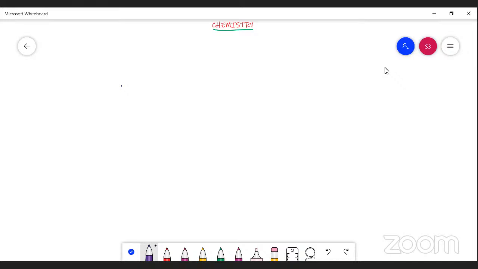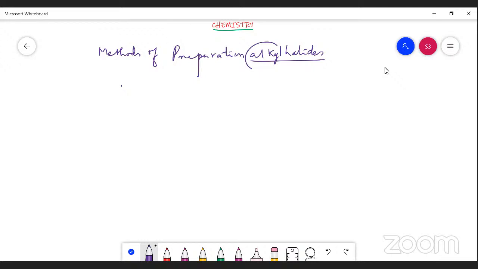First of all, we are going to see the methods of preparation of alkyl halides. Alkyl halides are nothing but alkyl. Please understand what are called alkyl groups.